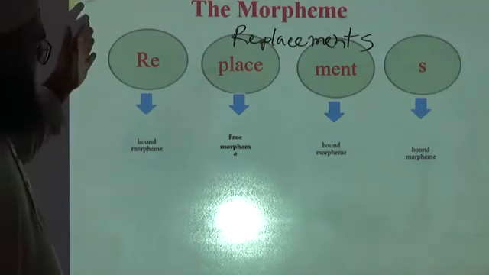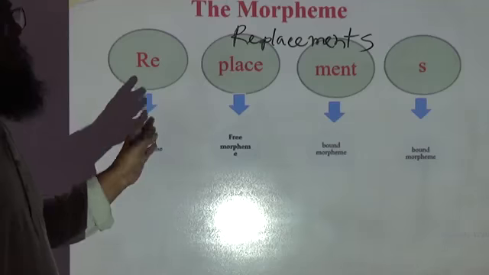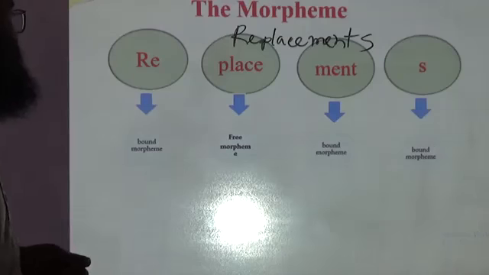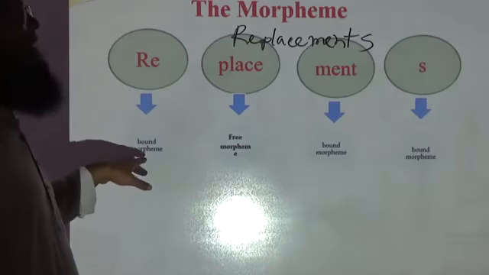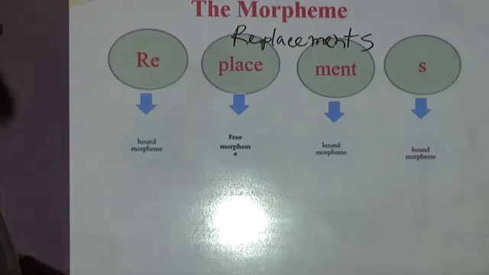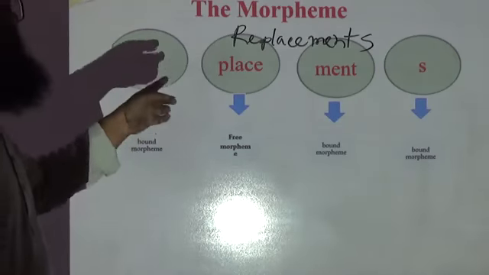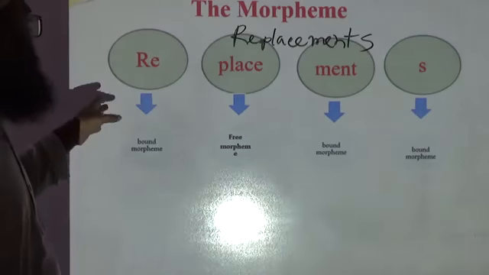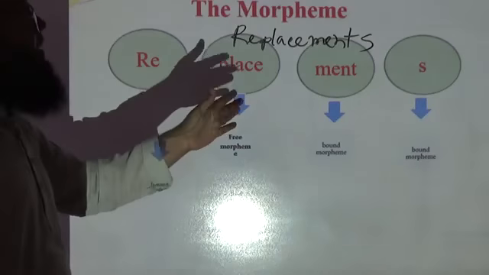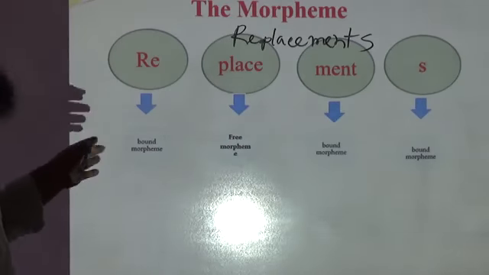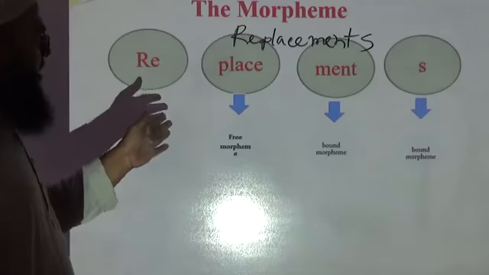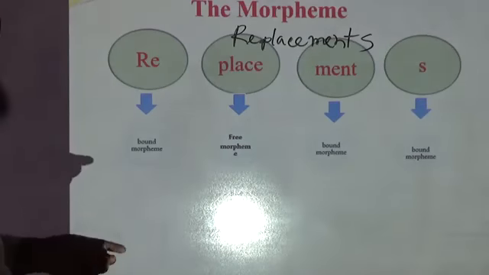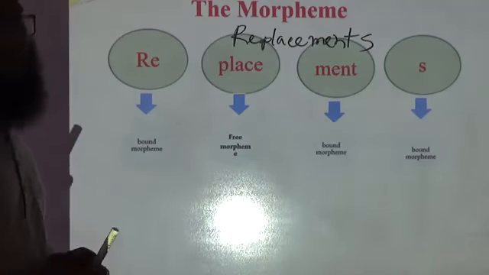On the basis of meaning, morphemes are in two categories: bound morpheme and free morpheme. A bound morpheme is one which cannot make its meaning by itself. It helps the free morpheme to make the meaning. That's called a bound morpheme. That's why we can say re, ment and s are bound morphemes, and place is the word. It's a noun, it may be a verb, but it's free because it has its own meaning.